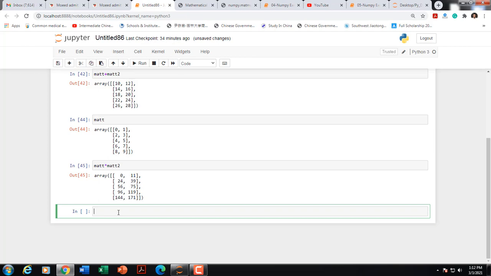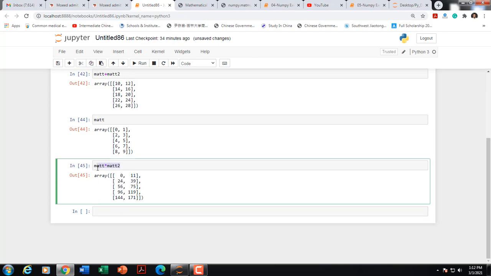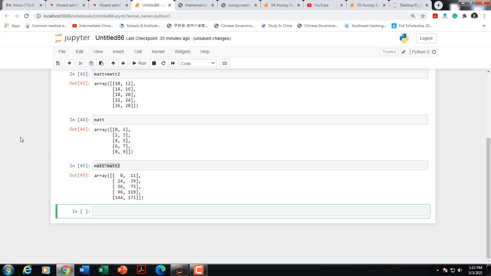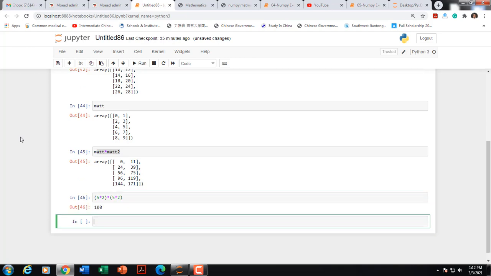But for any one of you who has studied or who is somewhat aware of linear algebra, you do know that multiplication of matrices doesn't happen like that. Over here NumPy has multiplied these matrices together, but it has only multiplied them on an element by element basis. So let's say I have a 5 cross 2 matrix and I want to multiply it with a 5 cross 2 matrix. Please ignore this 100 over here, I'm just trying to explain a concept. This sort of multiplication on matrices is just not possible.